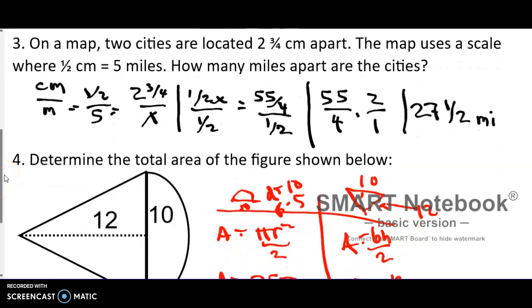Number three, on a map, two cities are located 2 3/4 centimeters apart. The map uses a scale where 1/2 centimeter is equal to 5 miles. How many miles apart are the cities? We have centimeters over miles: 1/2 over 5 equals 2 3/4 over x. When you cross multiply, you get 1/2 x is equal to 55/4. You're going to divide both sides by 1/2, or multiply by the reciprocal, and you should get 27 1/2 miles.